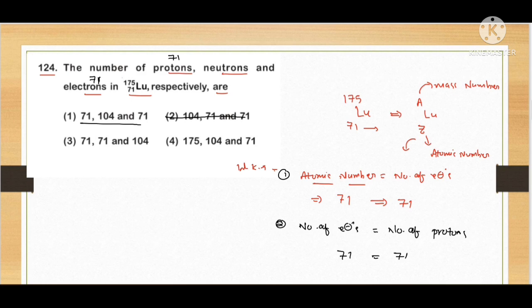Here 71 presents are adjacent. That's why option 3 is also eliminated. Here only 171 is present. So option 4 is also eliminated.